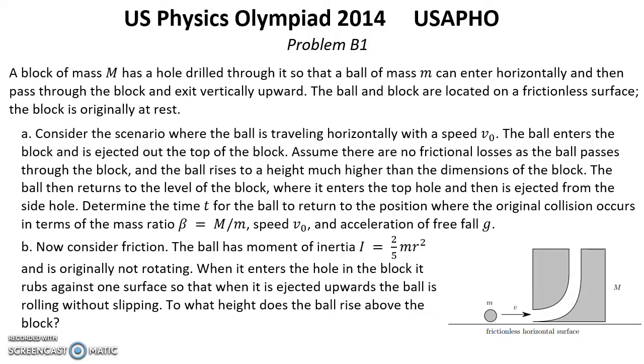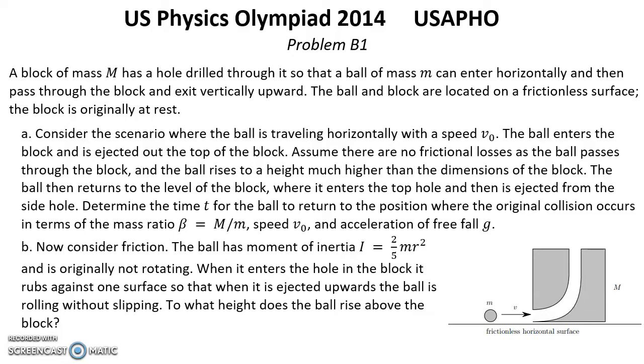The ball then returns to the level of the block, where it enters the top hole and then is ejected from the side hole. Determine the time t for the ball to return to the position where the original collision occurs, in terms of the mass ratio beta equal big M over small m, speed v0, and acceleration of free fall g.